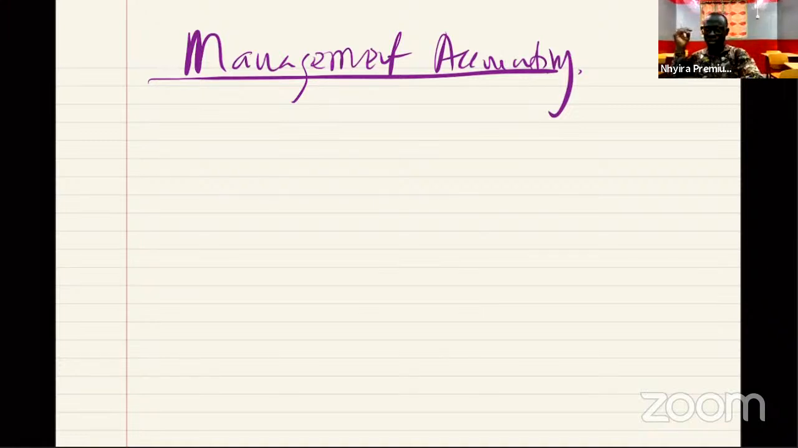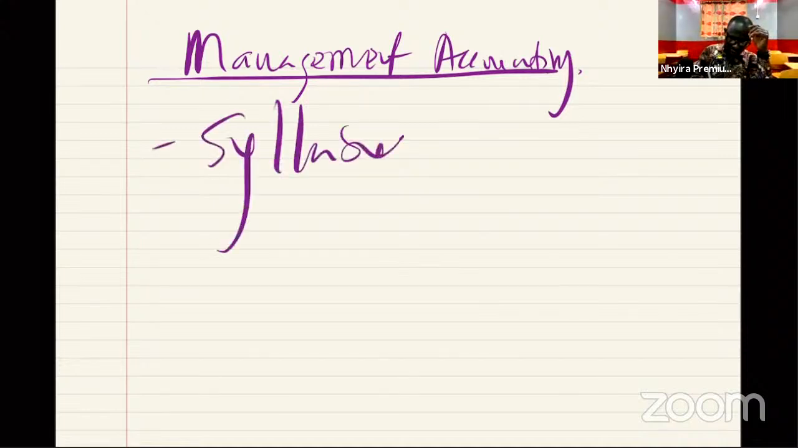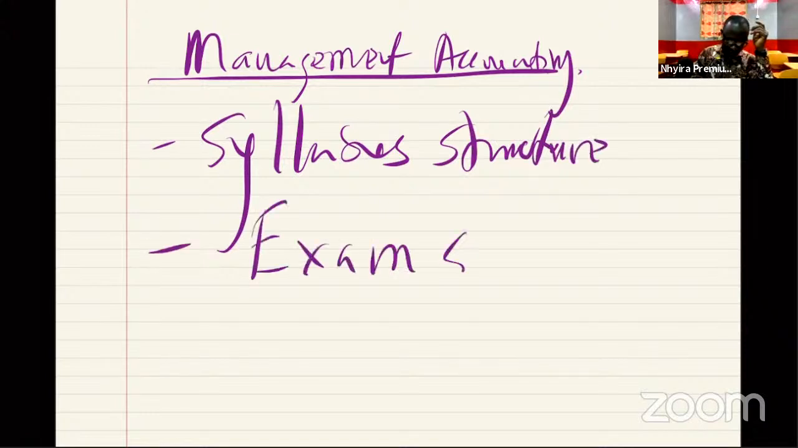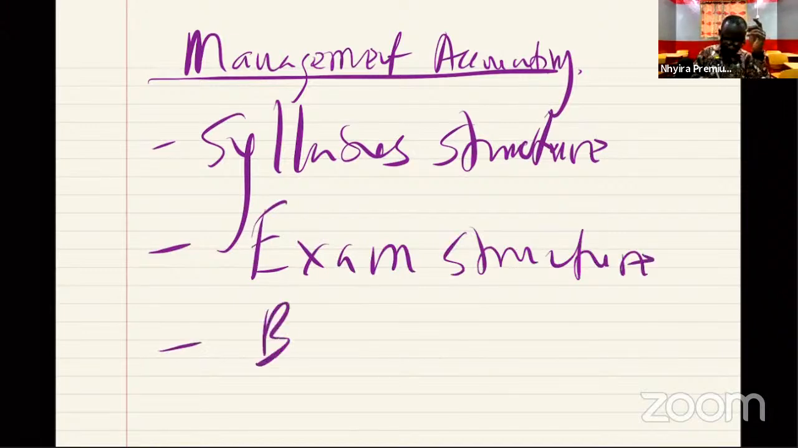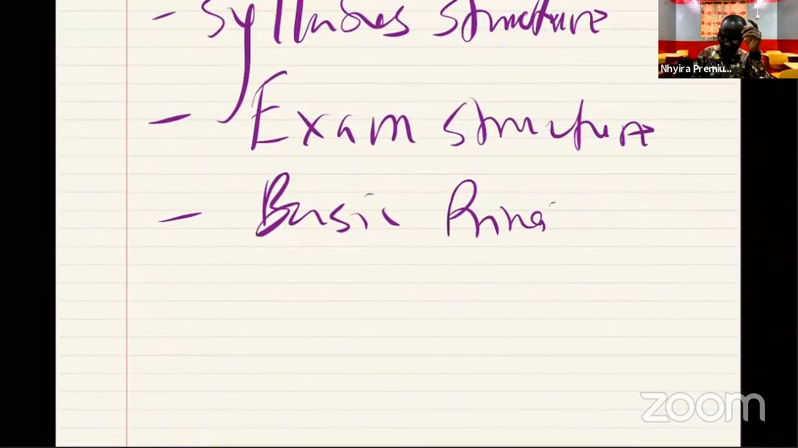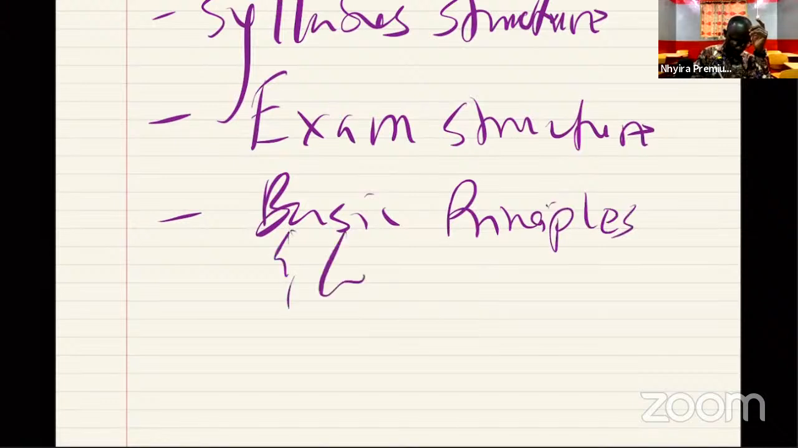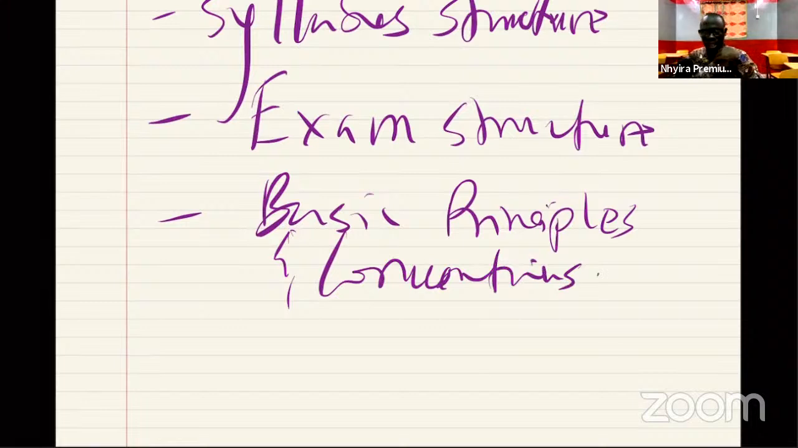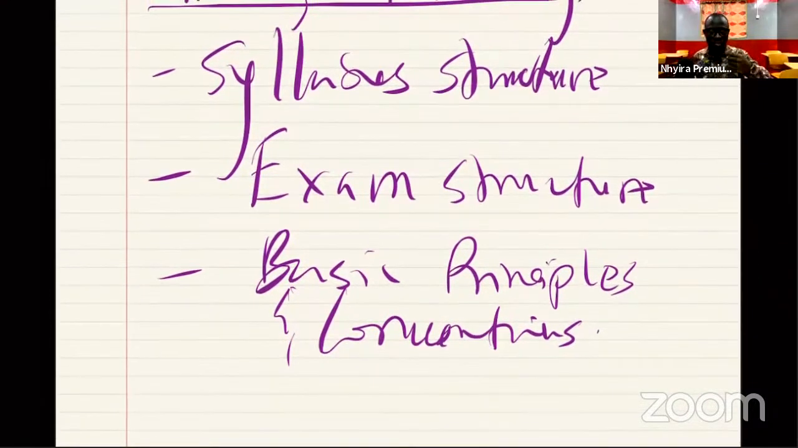Right, so when it comes to management accounting, a number of things that you need to understand. It's very, very critical for you to understand the structure of the management accounting course. So you got to understand the syllabus structure, the exam structure, and then also the basic principles and conventions that you must understand. You want to make sure that you understand the structure of the syllabus, the structure of the exams, and the basic principles and the conventions that underline management accounting, because that is going to assist you in order for you to pass the examination.